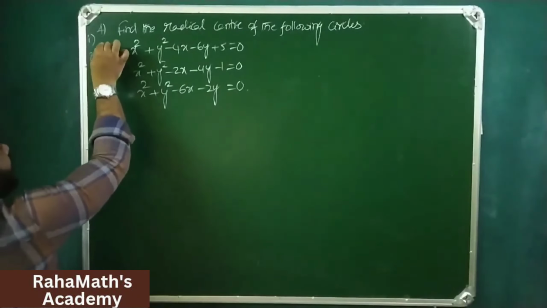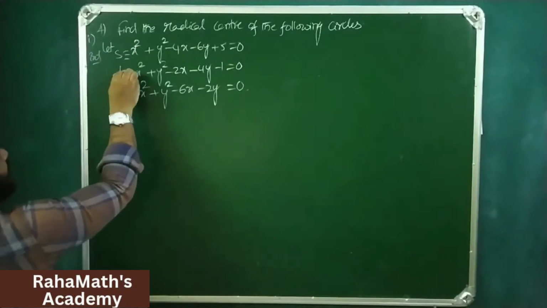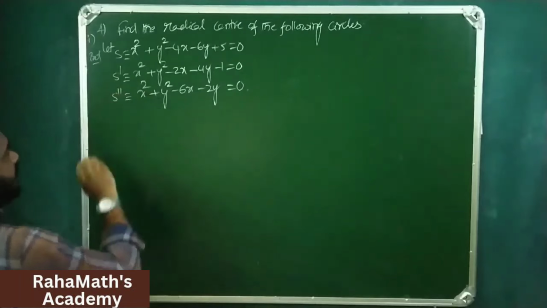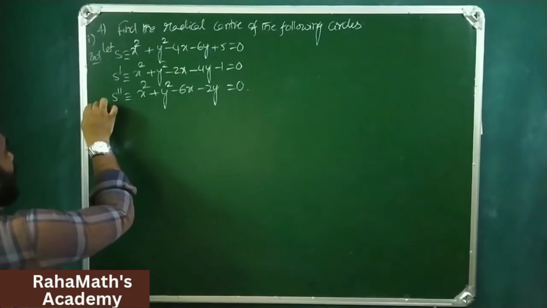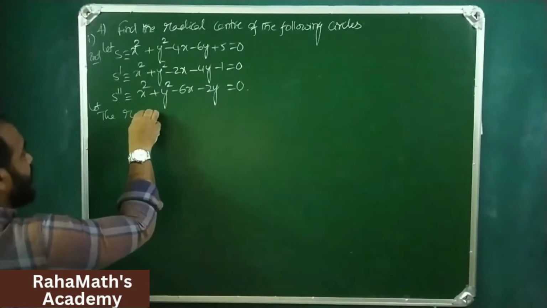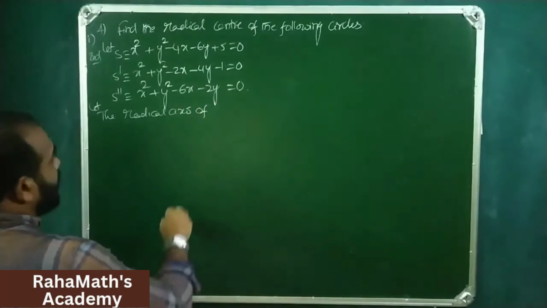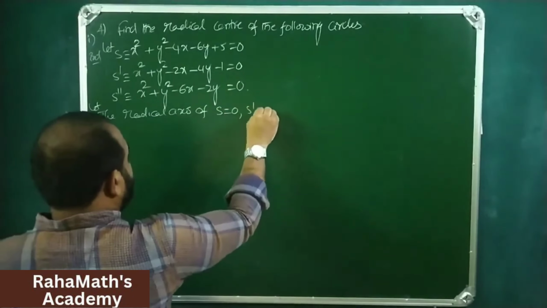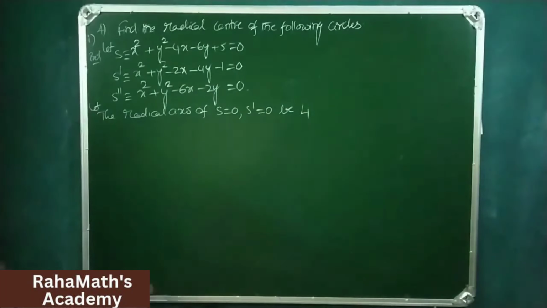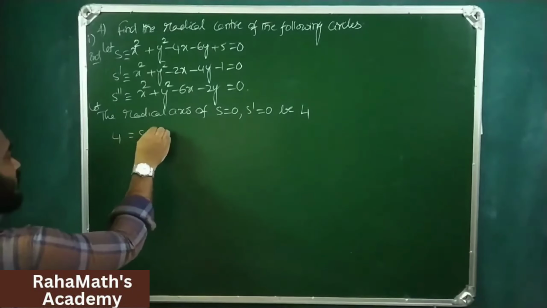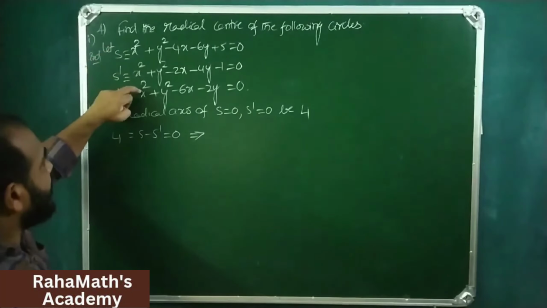Solution. Let us take the 3 circles be S, S dash, S double dash. So now let the radical axis of S equals to 0, comma S dash equals to 0 be L1. So that is L1 is equals to S minus S dash equals to 0. That means subtract one from the other.